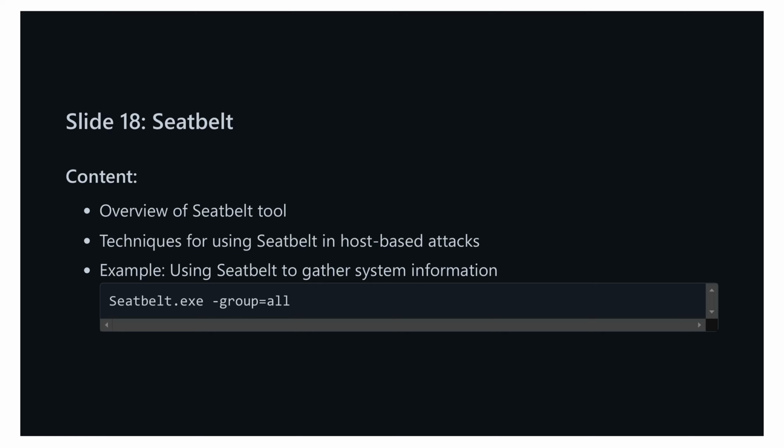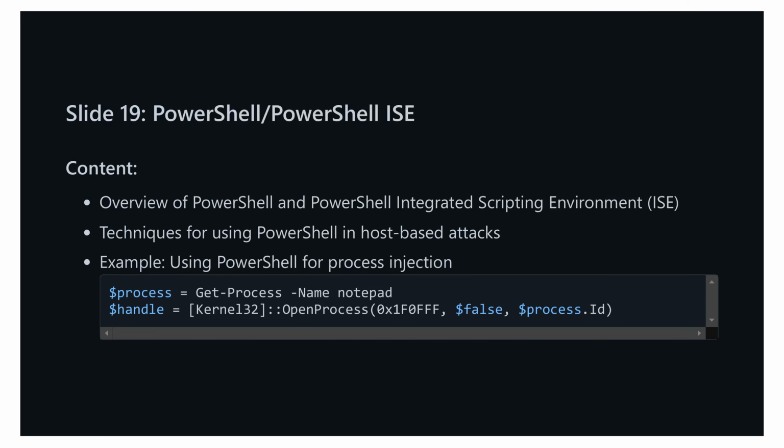of the system environment. In the next slide, we will discuss PowerShell and PowerShell Integrated Scripting Environment, ISE, focusing on their capabilities and how these tools can be leveraged during host-based attacks. In the previous slides, we covered Seatbelt, an essential tool for gathering detailed system information during host-based attacks. Now, let's shift our focus to PowerShell and the PowerShell Integrated Scripting Environment, or ISE.